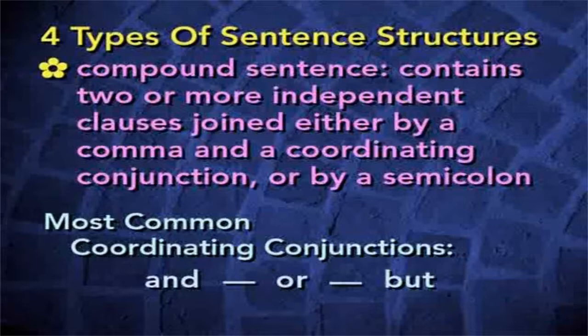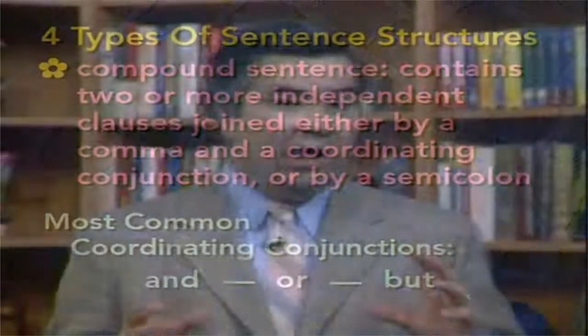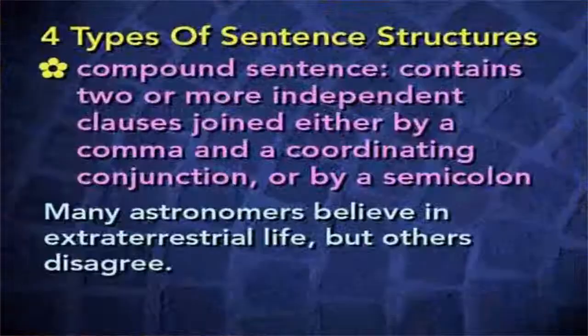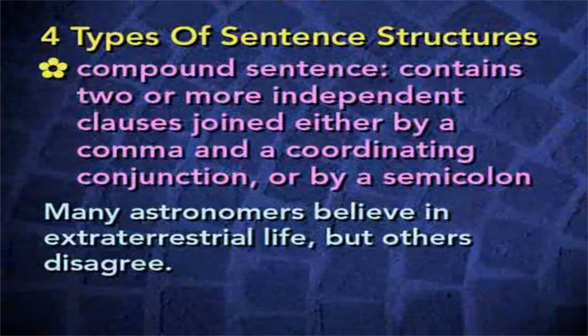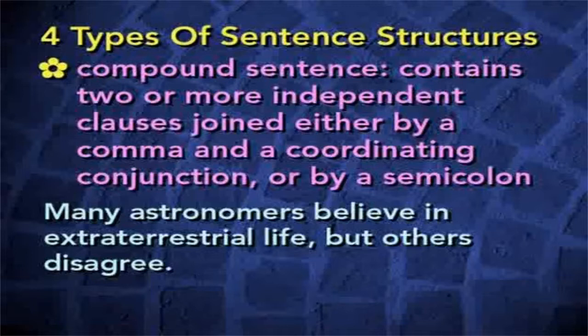So one way of joining two independent clauses to create a compound sentence is by using a comma and the word and, or but. Another way of connecting two independent clauses to make a compound sentence is by using a semicolon in between them. Let's take a look at an example of a compound sentence. Many astronomers believe in extraterrestrial life, but others disagree. Here we have two independent clauses which have been joined together to form a single compound sentence.